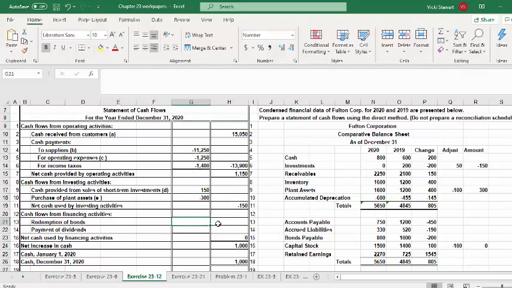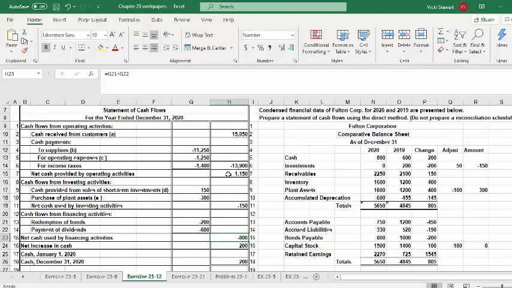Next, we need to complete the cash flows from financing activities. When we look at the comparative balance sheet, we notice that bonds payable decreased by $200. So that means we redeemed $200 of our bonds. We also noted on the income statement that we had paid $600 in dividends. There's no dividends payable account, so we know that amount would actually have been spent. So we have total net cash used by financing activities of $800.